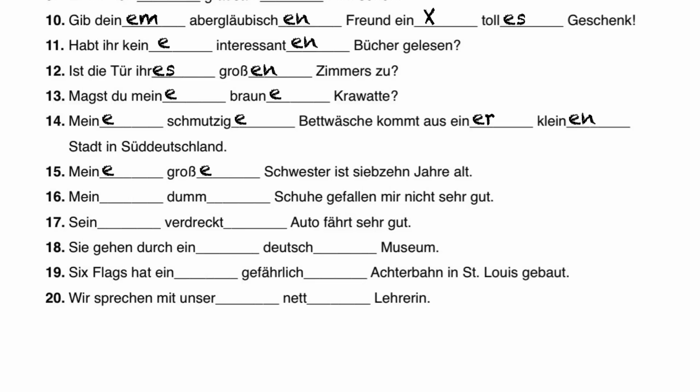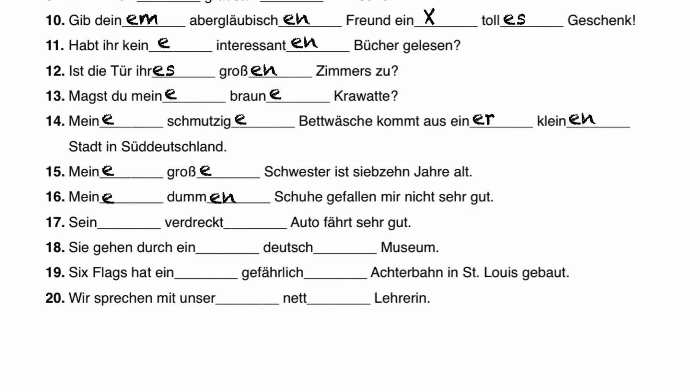Nummer 16. Blank blank Schuhe gefallen mir nicht sehr gut. Here we want to say, my dumb shoes are not pleasing to me. In English we would probably phrase this as, I no longer like my dumb shoes, but in German you have to phrase it kind of backwards. Schuhe is a plural noun and is the subject of the sentence, so the ein-word has an e at the end of it, meine. All of the plural ones after ein-words are going to have an en at the end of the adjective. Meine dummen Schuhe gefallen mir nicht sehr gut. My dumb shoes do not please me very well.